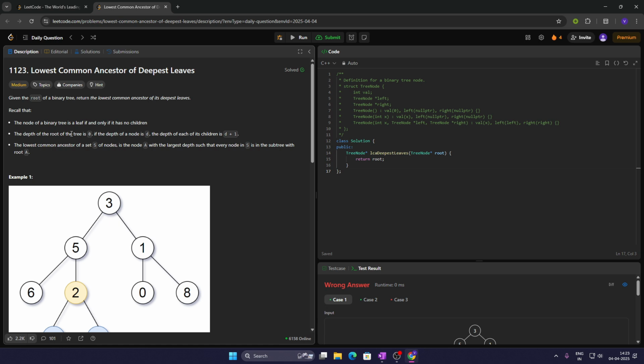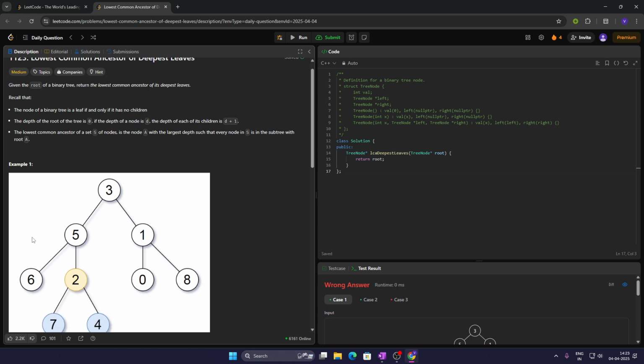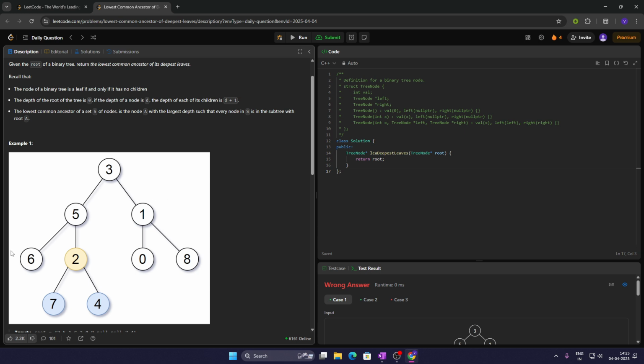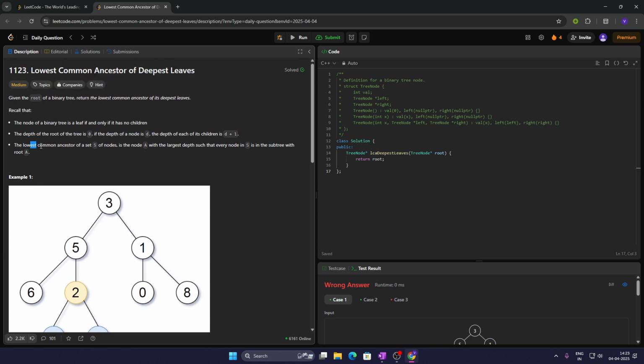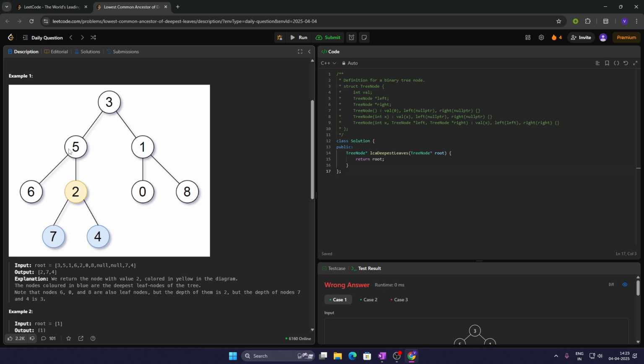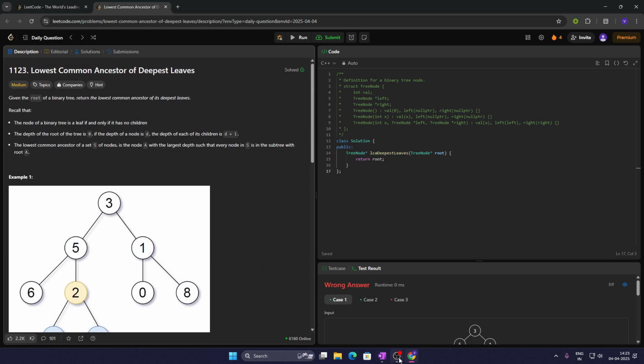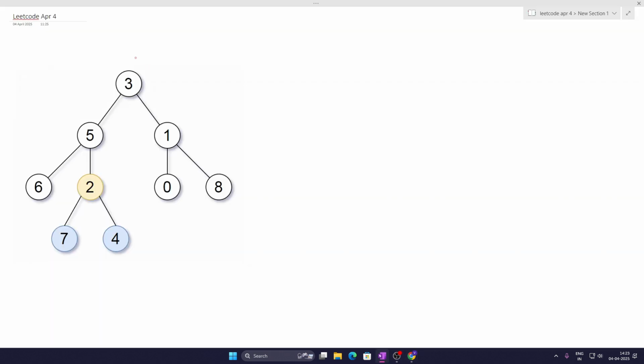The depth of the tree is zero. Like root node, the depth will be zero and the children will be d plus one, here one, two, three, and so on. The lowest common ancestor is another point. Like in this picture, see what is the common ancestor to all the nodes. The common ancestor of all the nodes will be three.